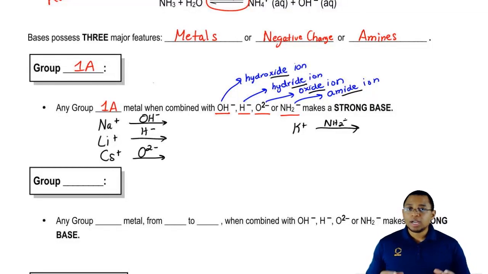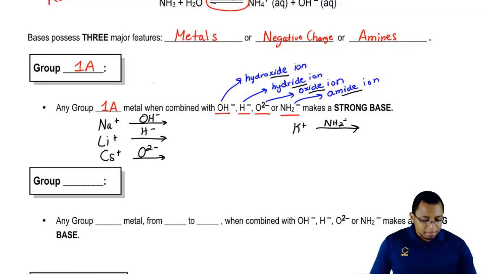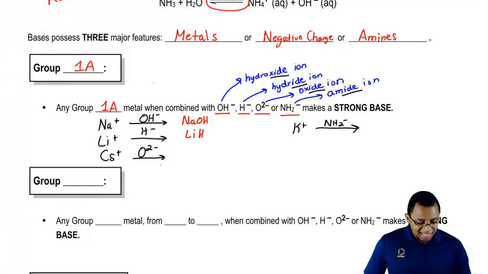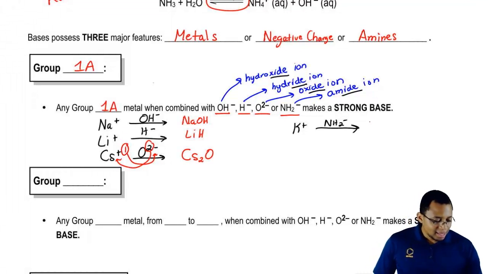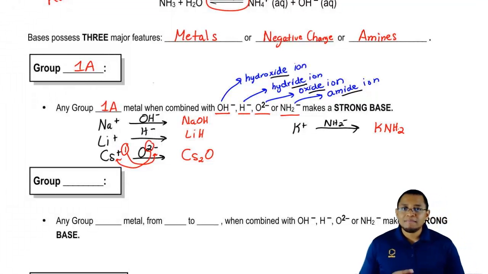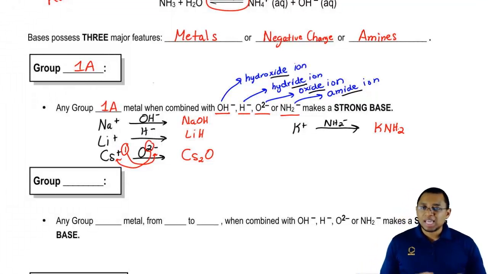Okay. So here, Na positive and OH minus combine together to give me NaOH. This would give me LiH. The 2 from here would come here. The 1 from here would come over here. Cs2O. Then here we'd have KNH2. And remember, you can mix and match any group 1A ion with any one of those 4.